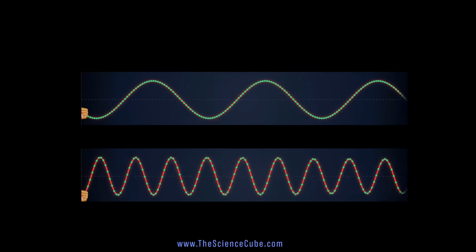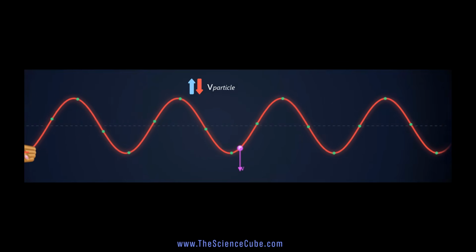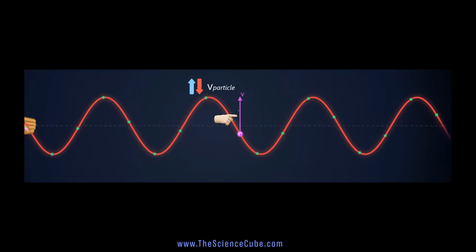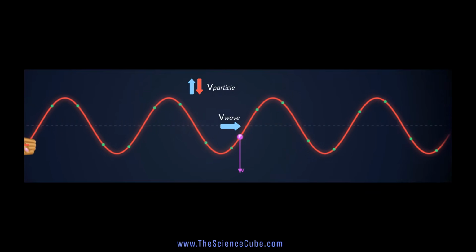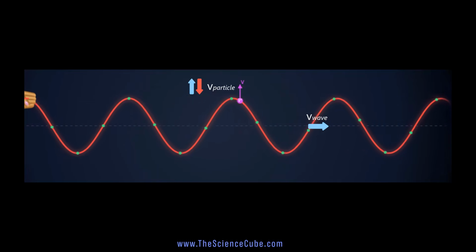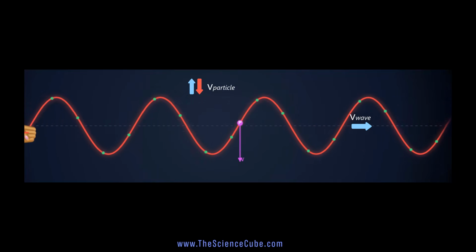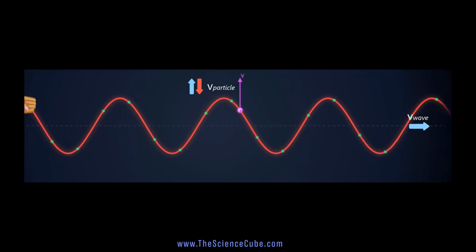So you must distinguish between the particle velocity, v sub particle, which represents the vertical oscillation of the medium, and the wave velocity, v, which is the speed at which the disturbance propagates. Confusing the two is a common pitfall, but understanding the distinction is the key to solving wave mechanics problems with precision.